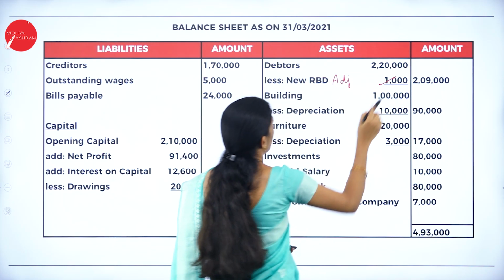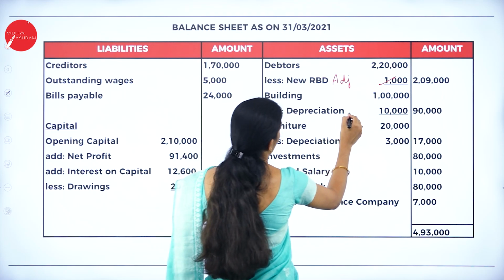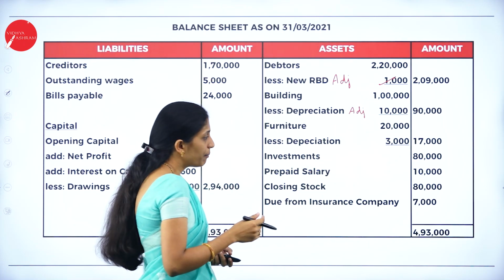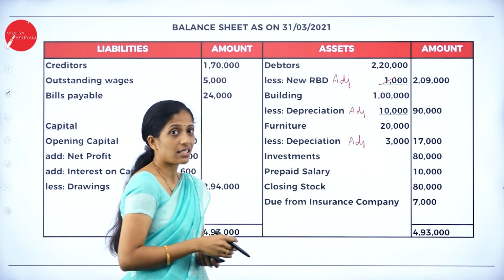So minus that you will get 2,09,000. Next, building minus depreciation, which is given in the adjustment. So you will get 90,000. Furniture minus depreciation, which is given in the adjustment. So you'll get 3,000 is the depreciation.